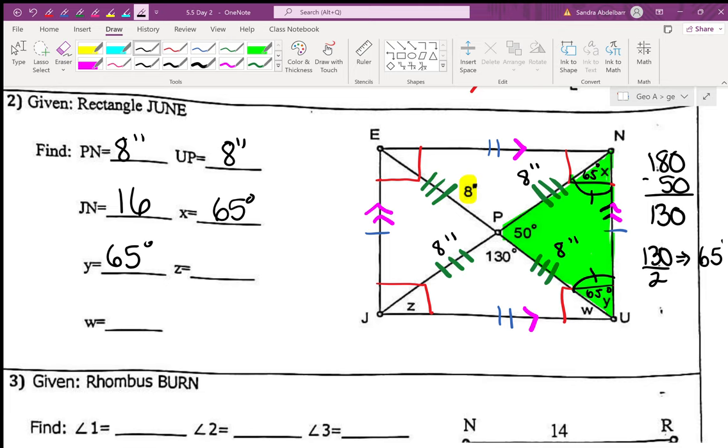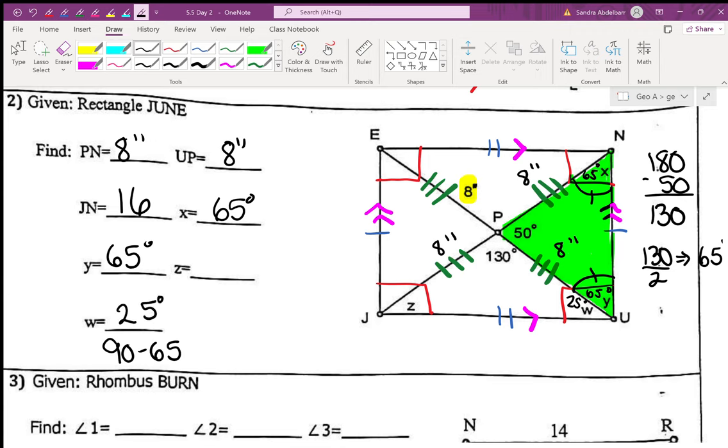I'm going to jump to W over here. Well, isn't the big angle U 90 degrees? So if Y is 65, what does that mean for W? How are we going to find W? 90 minus 65, you got it, which is going to be 25. Excellent.